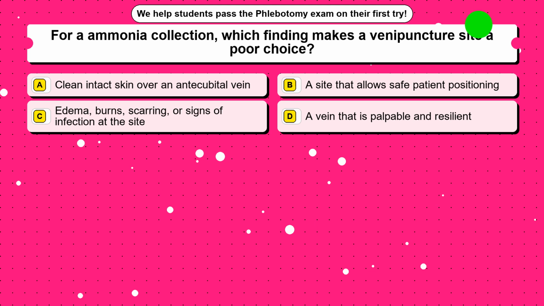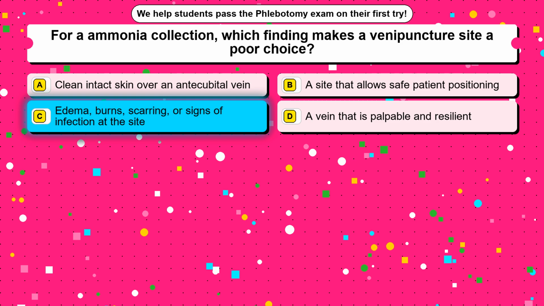Question 39. For an ammonia collection, which finding makes a venipuncture site a poor choice? Option A. Clean intact skin over an antecubital vein. Option B. A site that allows safe patient positioning. Option C. Edema, burns, scarring, or signs of infection at the site. Option D. A vein that is palpable and resilient.